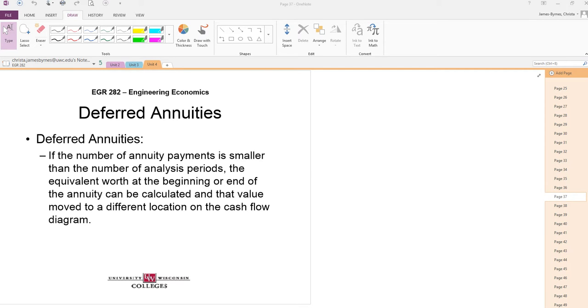To wrap up Lesson 1 in Unit 4, we have to talk about something called deferred annuities. And maybe you've heard of that with people talking in business. So that's a deferred annuity. Retirement plans are deferred annuities.